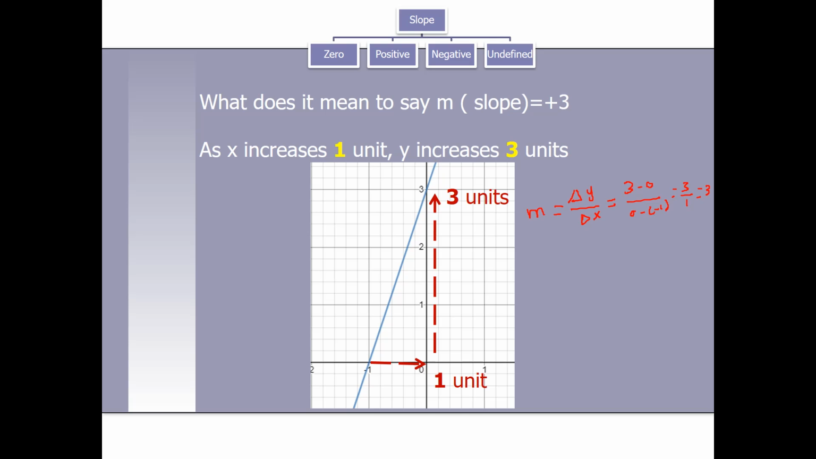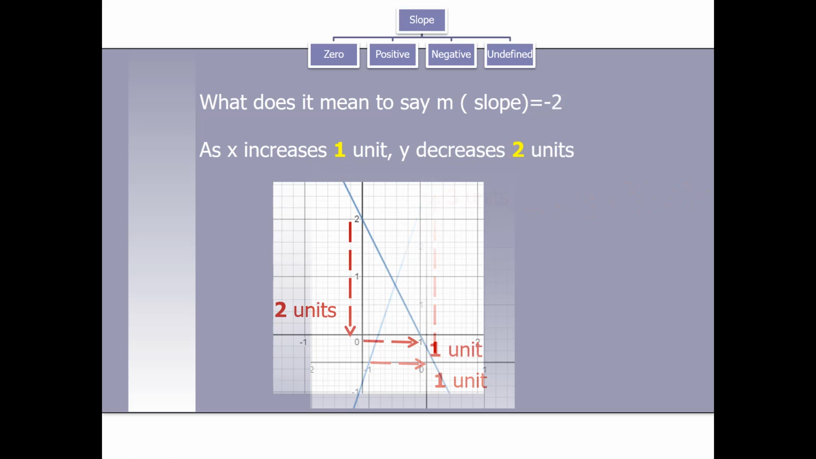So when x is changed from minus 1 to 0, the y value changed from 0 to 3. So always you can use this relation to calculate the change in y and change in x. The ratio between them, that is the slope. So increasing x by 1 unit, y will increase by 3 units.